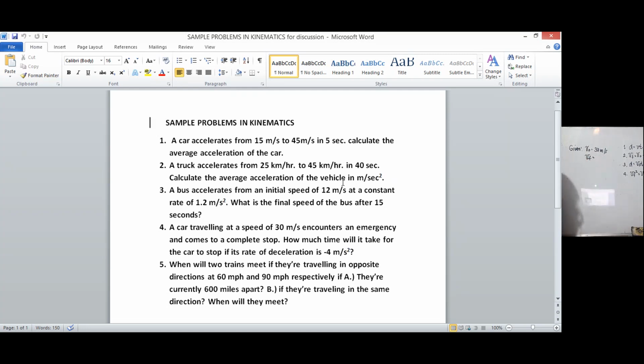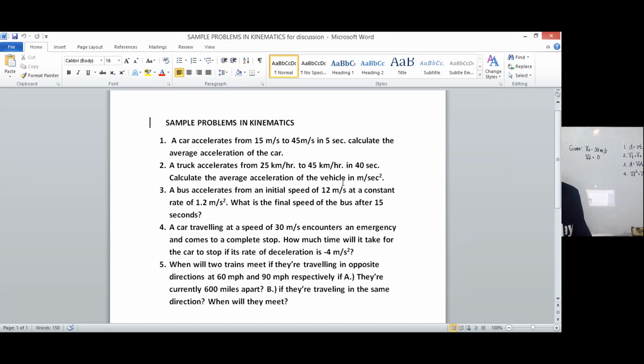Then your VF is 0. It's 0 since it says the car encounters an emergency and comes to a complete stop. So while it is moving, its speed is 30 meters per second. But due to an emergency, it suddenly stops, a complete stop. So when the car stops, what is its speed? It is 0 meters per second, because it stopped. So its velocity is 0. Your final velocity is 0, while the initial, when it was moving, was 30.